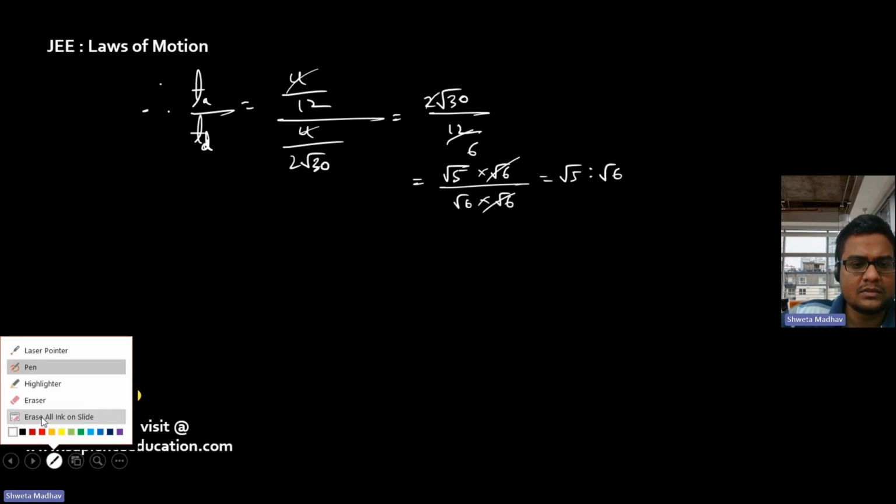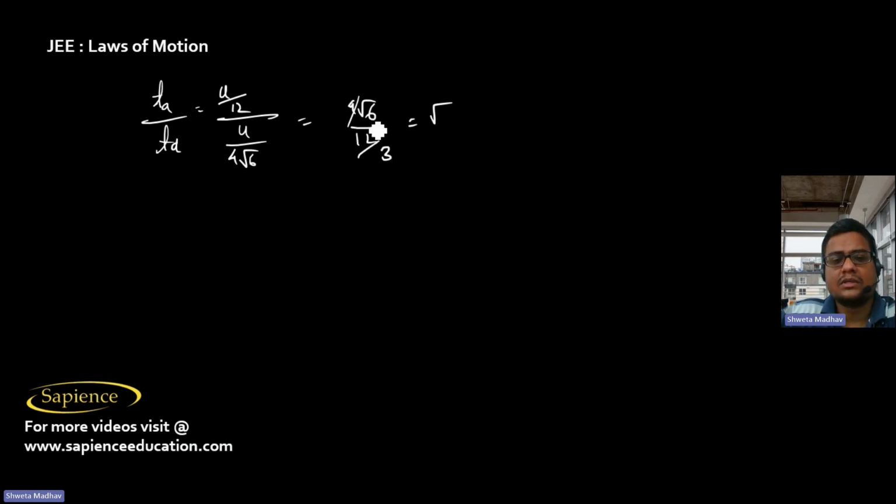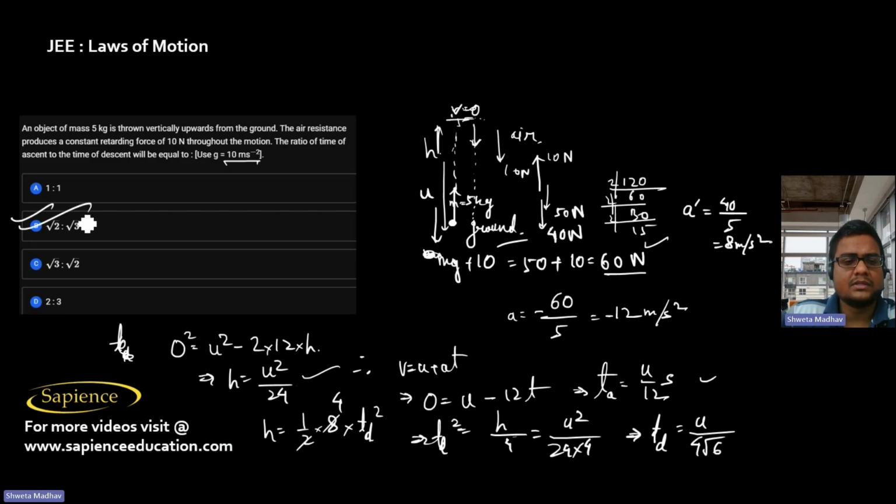So this is not correct. Therefore we have to find ta by td, that is equal to time of ascent to time of descent, this ratio. So ta is u by 12 and td is u by 4 root 6. So this will be equal to 4 root 6 by 12. So 4 3 is a 12. So then root 6 is root 2 into root 3, and 3 is root 3 into root 3, so root 3 will get cancelled. So the required ratio is root 2 is to root 3. So option B is the correct answer.